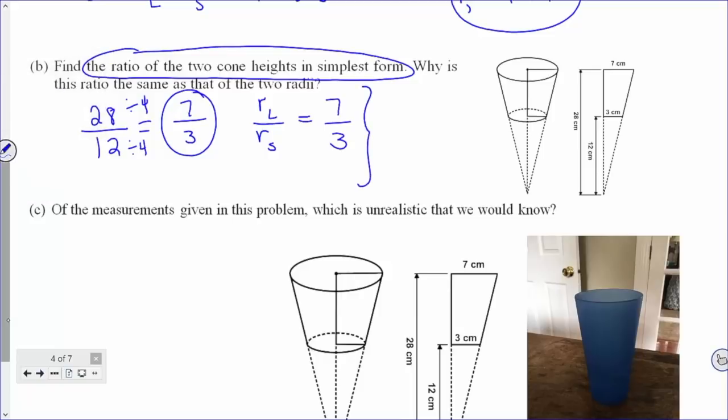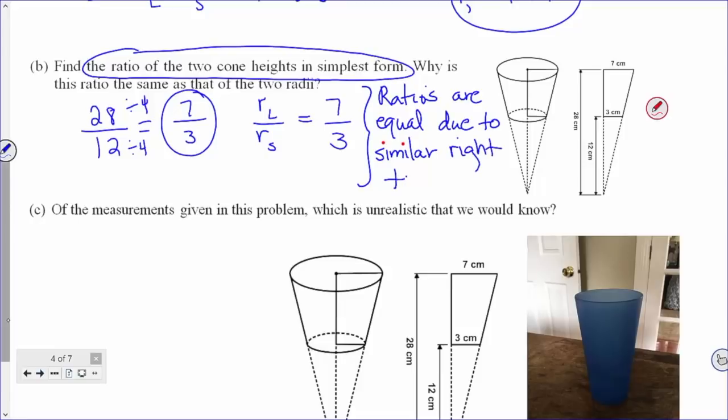Okay, ratios are equal, and we'll just say due to similar right triangles. The return of the ghost pen.